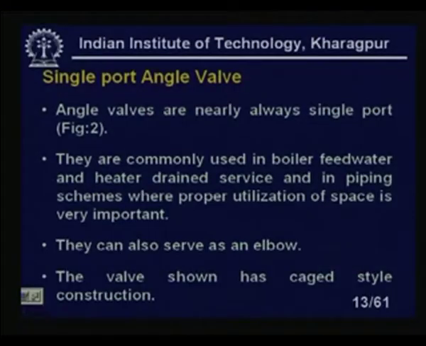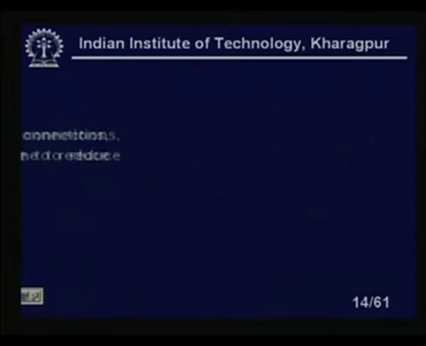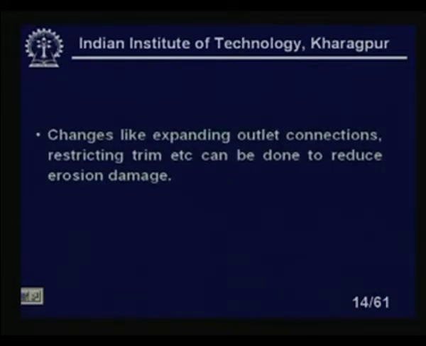The valve shown has cage style construction. Changes like expanding outlet connections, restricting trim, etc., can be done to reduce erosion damage. Erosion is a common problem you will find in control valves. You will see cavitation, and if cavitation is there, obviously erosion will be there.